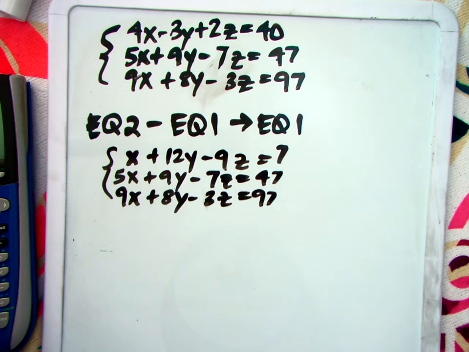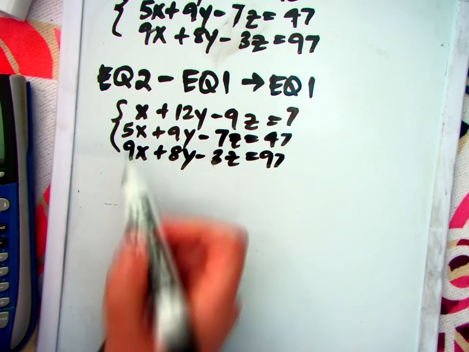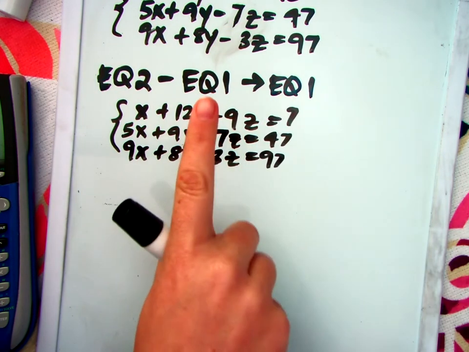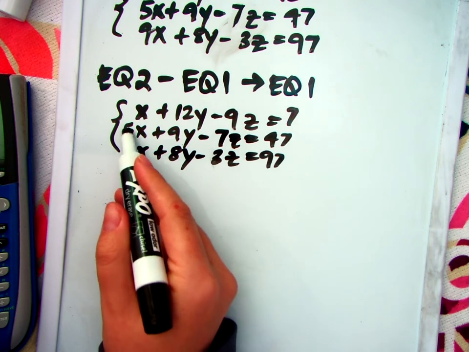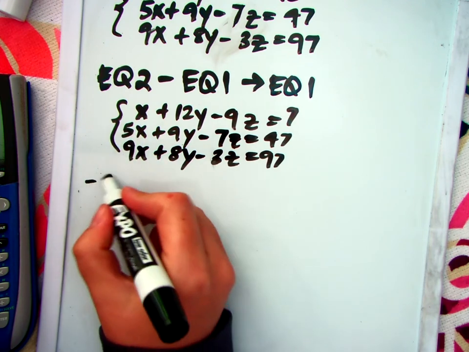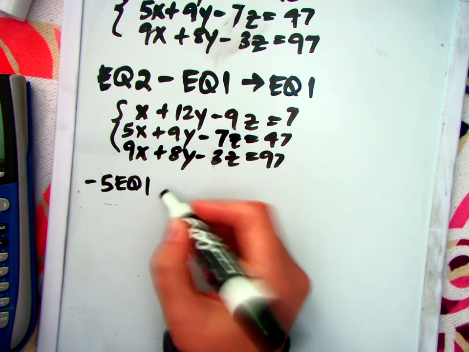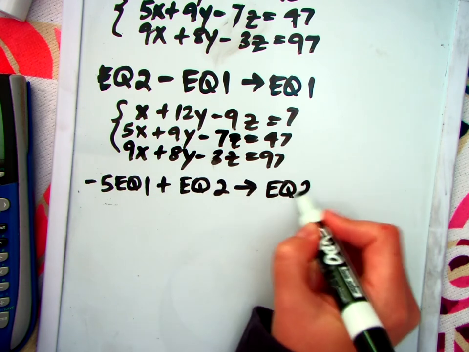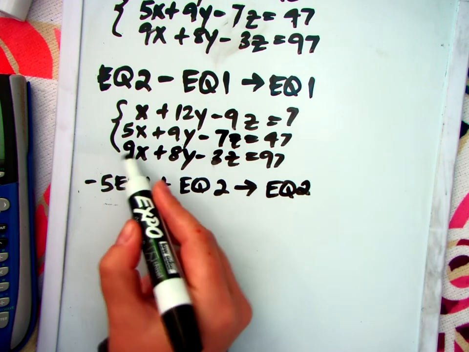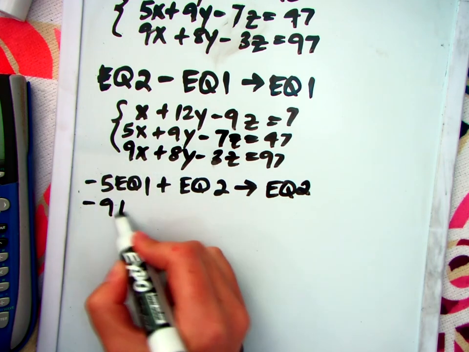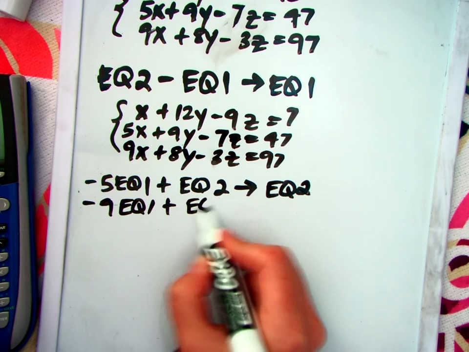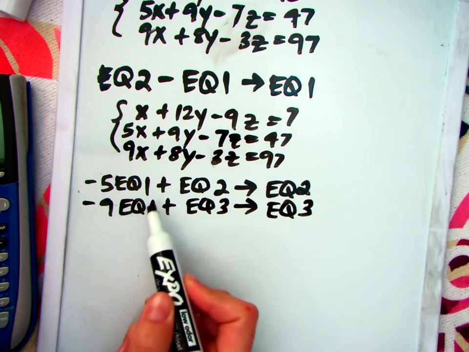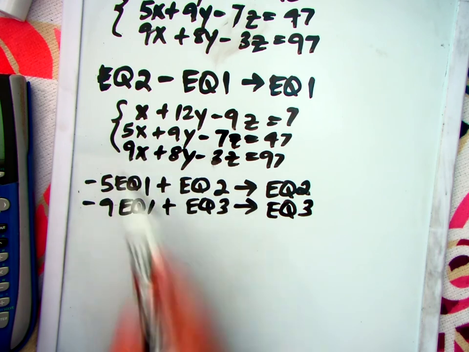Okay, and so now my goal is to eliminate the x's here. So I'm actually going to do that in two steps in one. To eliminate this one, it would be negative 5 times equation 1 plus equation 2. That's what I'm going to write in equation 2. And then to eliminate this one, it would be negative 9 times equation 1 plus equation 3. That's going to be my new equation 3. So in two steps, I'm just going to do both of my x eliminations.